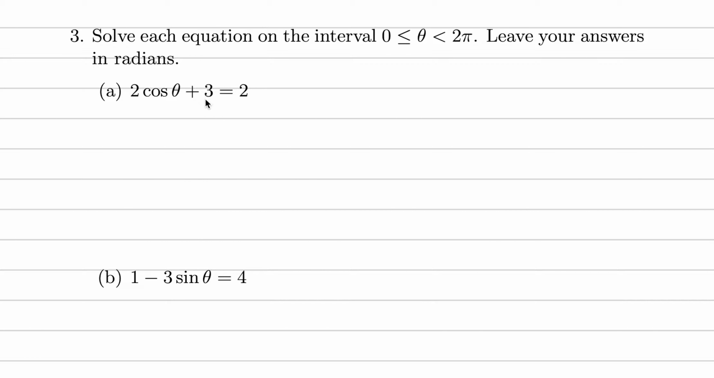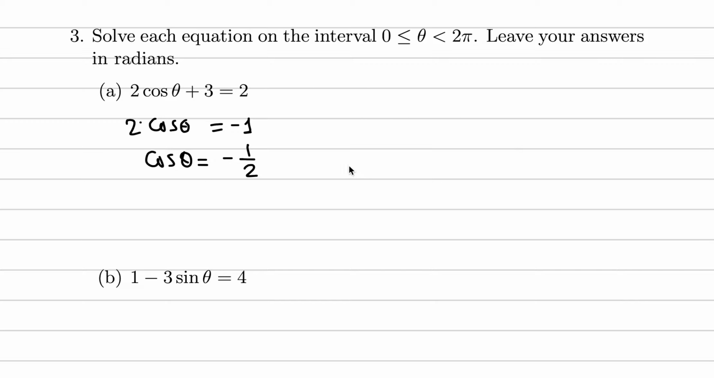So move plus 3 over. These are unlike terms. You can't add 2 cosine theta and 3. Subtract 3 from both sides. So we have 2 cosine theta equals 2 minus 3, negative 1. Now divide both sides by 2. Cosine theta equals negative 1/2.